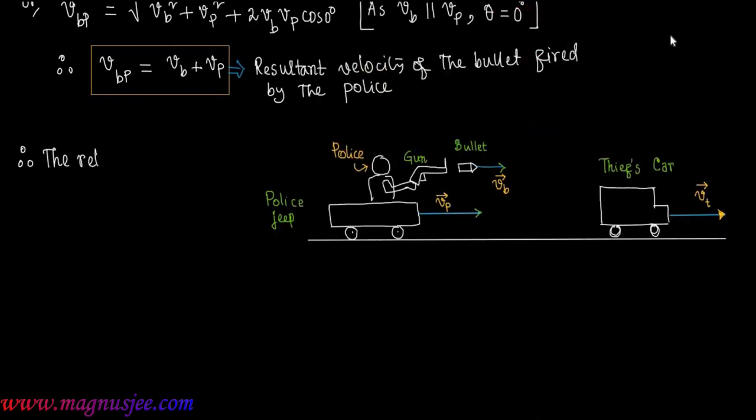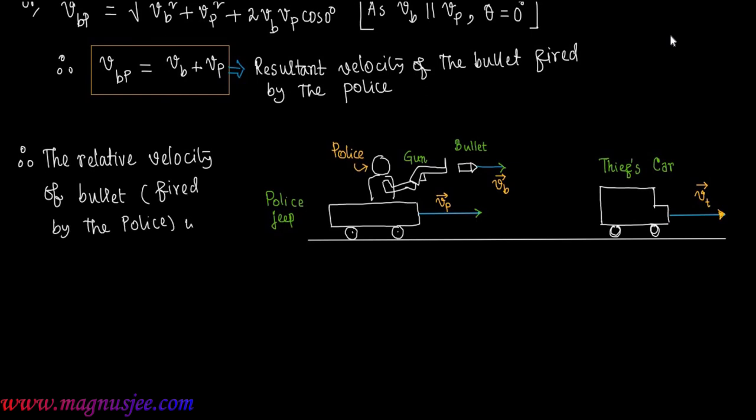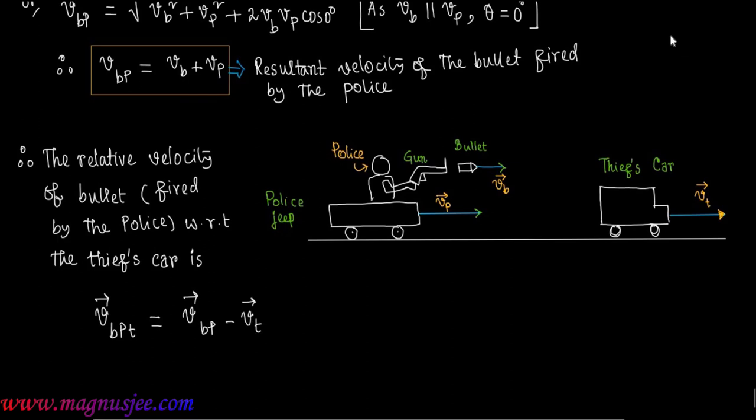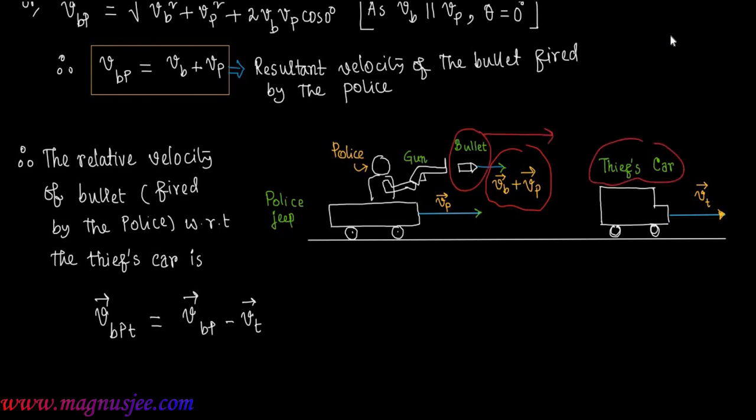Now we can consider the diagram again. Therefore, the relative velocity of the bullet fired by a policeman standing on the police van with respect to the thief's car is given by vector VBPT. Vector VBPT is equal to vector VBP minus vector VT. That means vector VB plus vector VP is the resultant velocity of the bullet, and the relative velocity of the bullet with respect to the thief's car is vector VB plus vector VP minus vector VT.